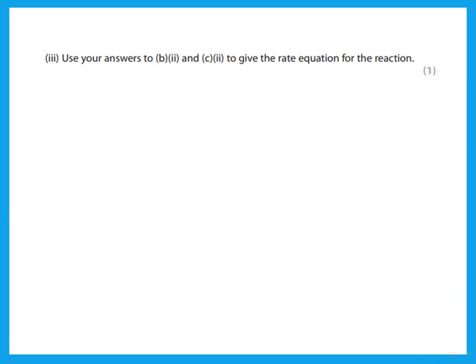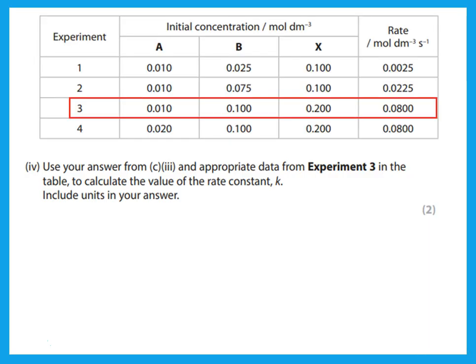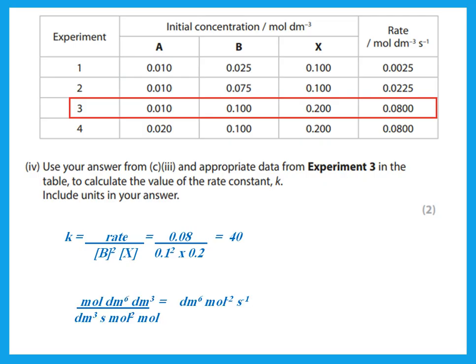Use your answers to give the rate equation. Of course, in that case, this would be my rate equation. Use your answer and the appropriate data from experiment 3 in the table to calculate the value of the rate constant k. So k would be the rate over these concentrations. I put in the numbers. He wants experiment 3, so please use the values that he wants. This gives me a value for k.